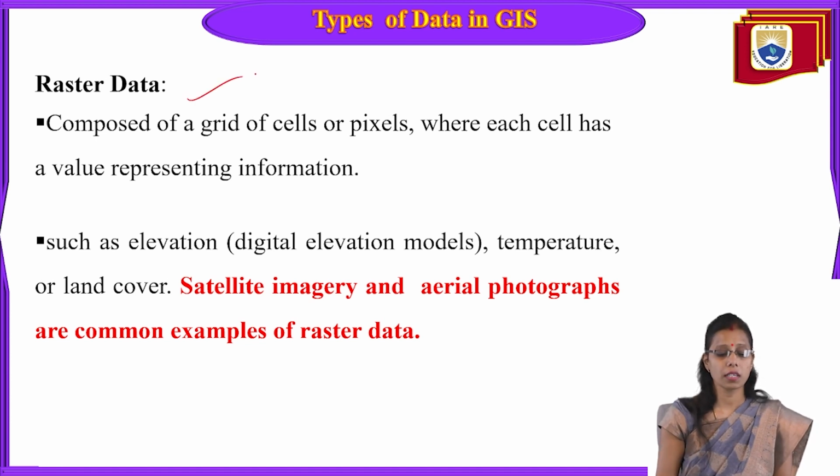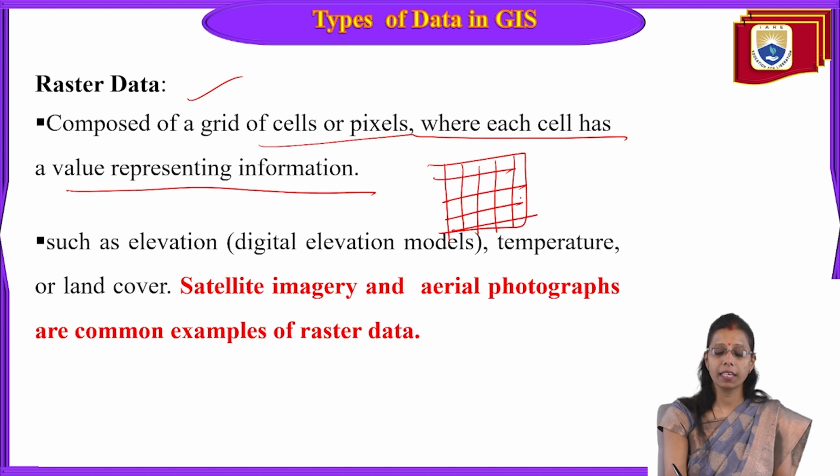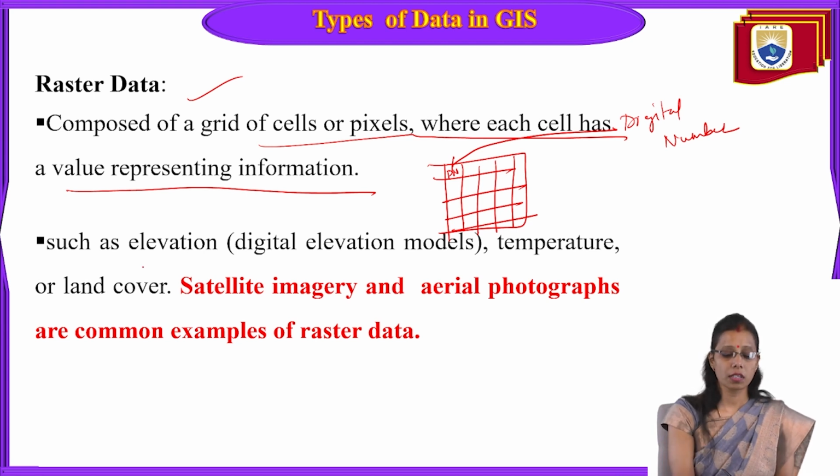Now coming to raster data, composed of grid cells, as I have discussed before. It is composed of grid cells or pixels, where each cell has a value representing information. In the previous lectures, we discussed that after converting the information to digital data, it has a DN number, which we call the digital number. This number carries the information of each cell. So each value represents information such as elevation (digital elevation model), temperature, or land cover.